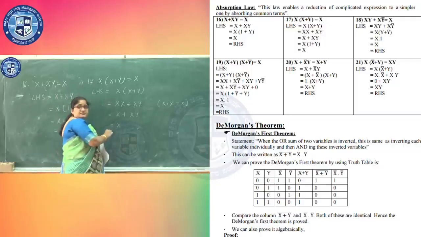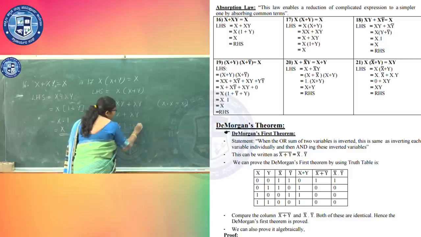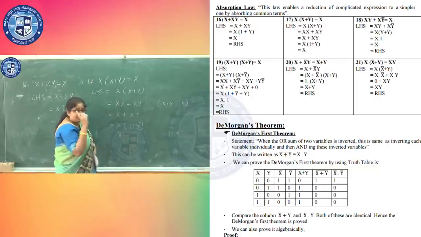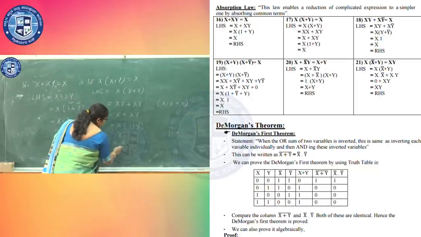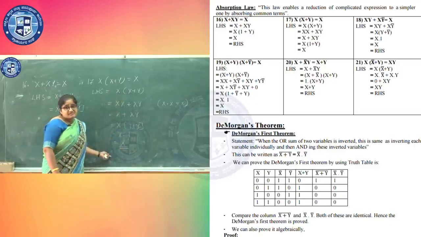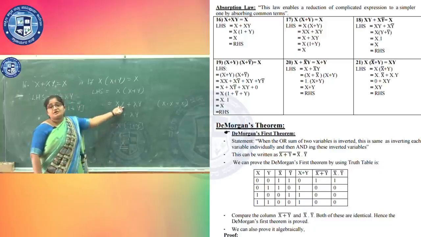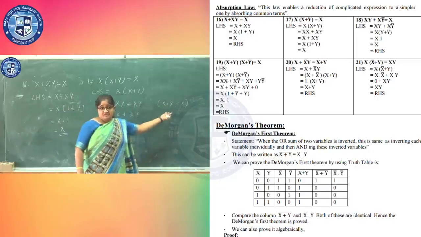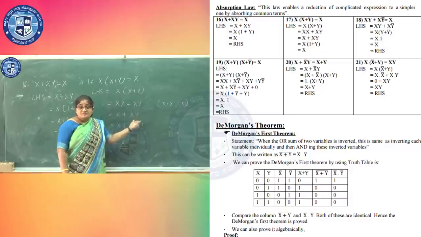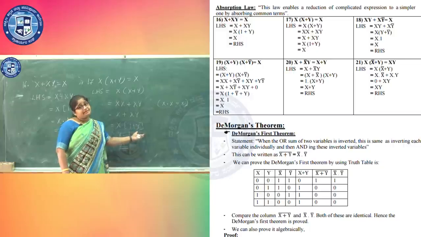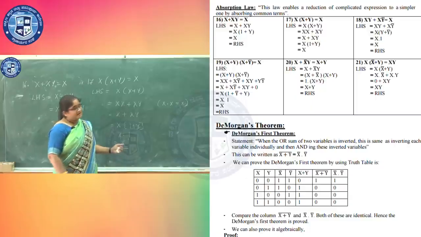If I am taking the common term x outside, then it is 1 plus y. Again we know 1 plus y is nothing but 1, and we arrive at the RHS. Always remember, we have to see whether there are two terms which are ANDed by itself and which will result in the variable itself, and then if any common terms are there, that must be absorbed, and whatever is left inside must be simplified with some theorem. 1 plus y, we know it is 1, and we arrived at the RHS.